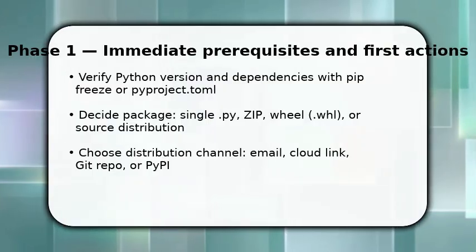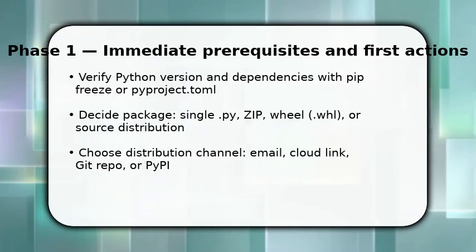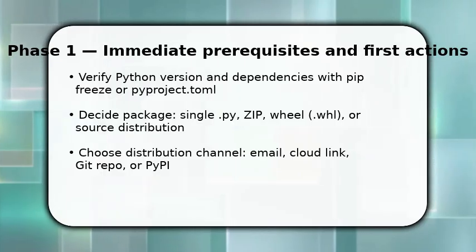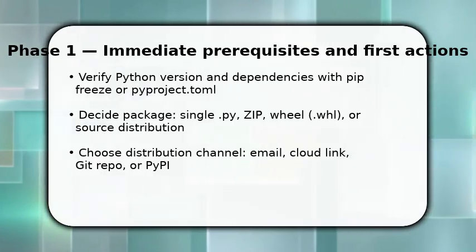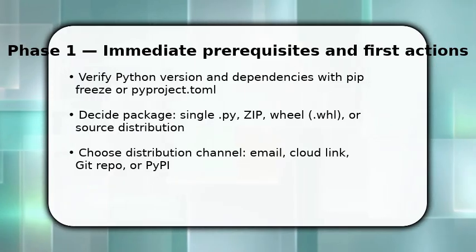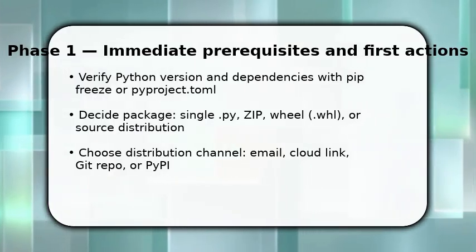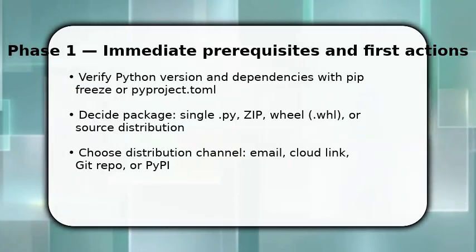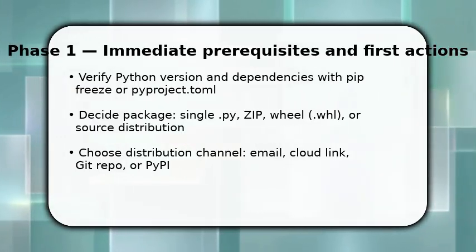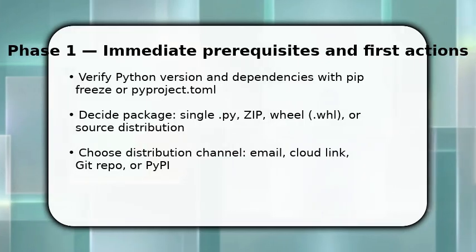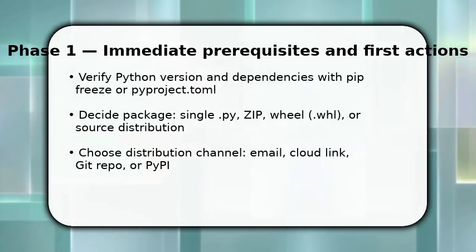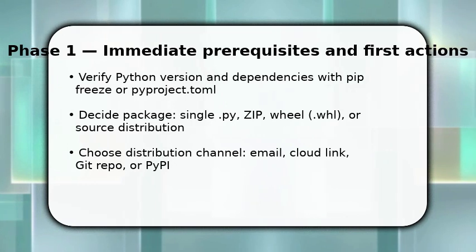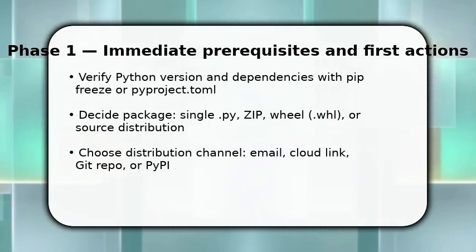You start by confirming the runtime and dependencies so receivers can run your code. Run pip freeze or export pyproject.toml. Once done, pick a shareable artifact: a single .py for quick snippets, a zip for multiple files, or build a wheel for installs. Make sure to include a brief README that lists the required Python version and install steps. This first step prevents confusion. It saves time for everyone and sets up the precise files you will package and distribute next.